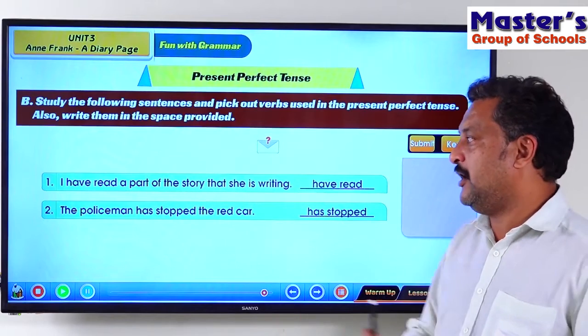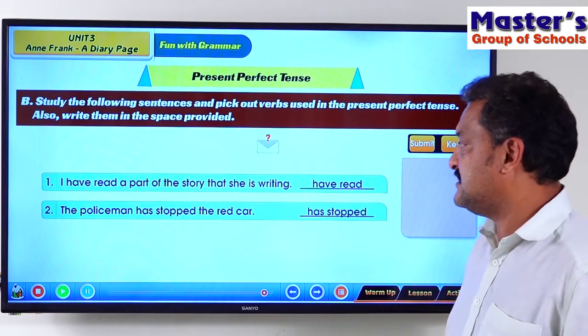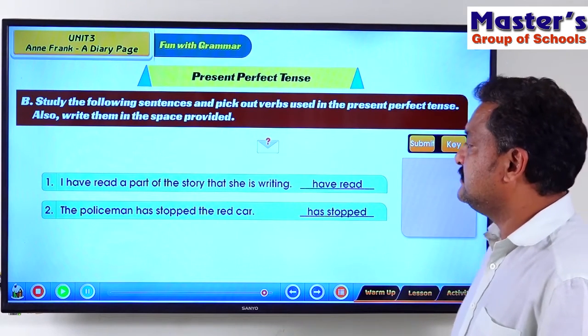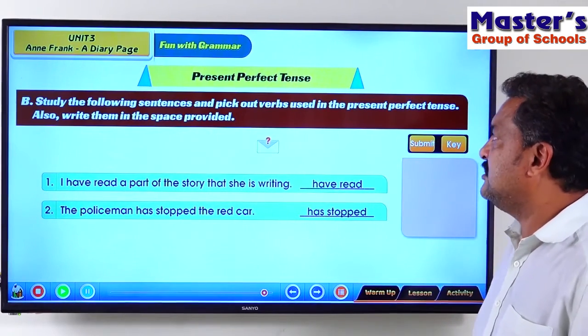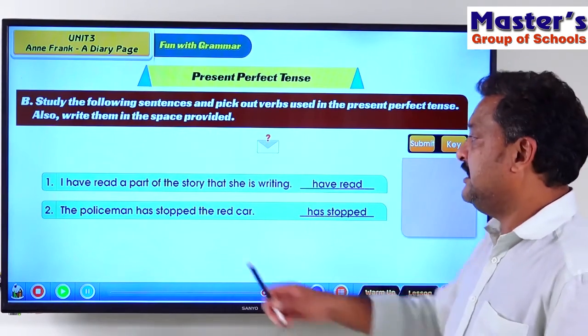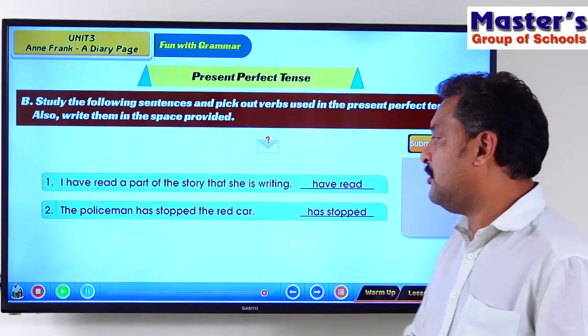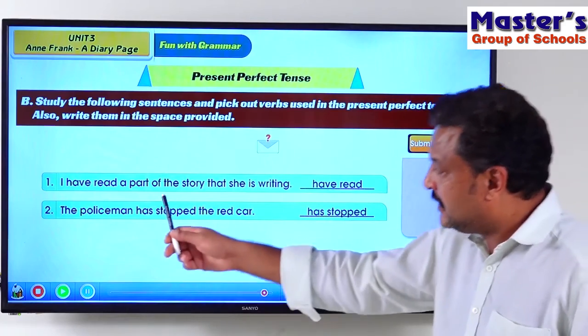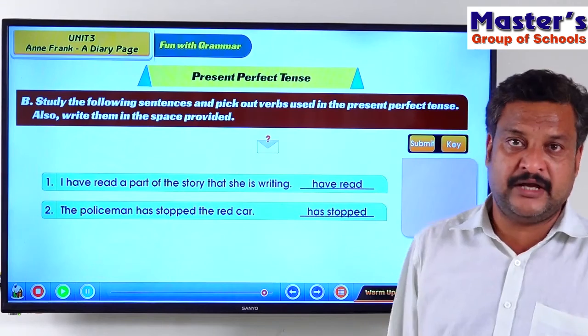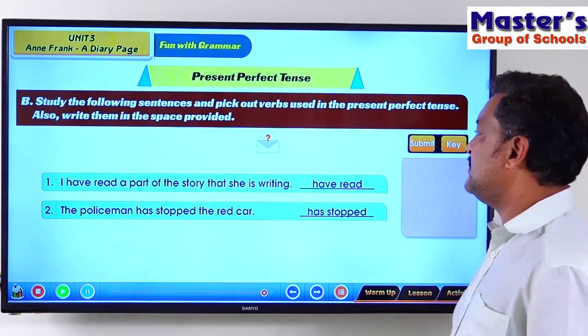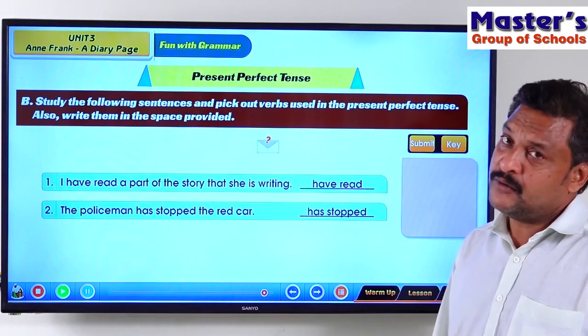So in the sentence I have read a part of the story that she is writing, have read is the verb in the present perfect tense. Then in the policeman has stopped the red car, has stopped is the verb in the present perfect tense. I'll keep the screen the same for another minute so that you can read it once.